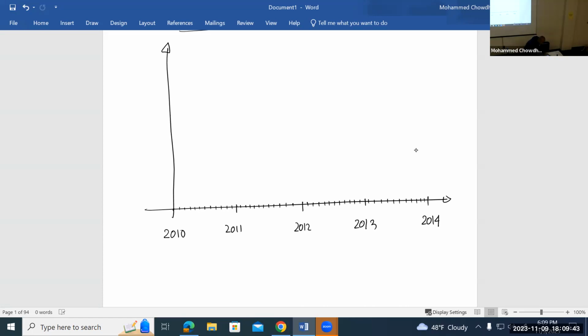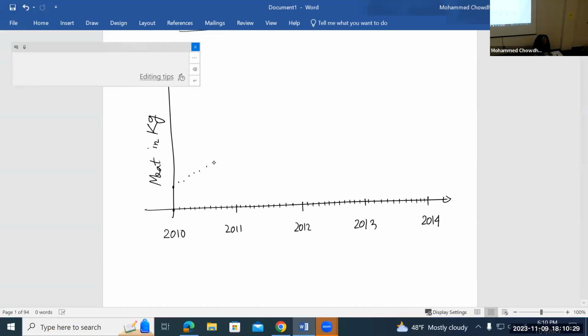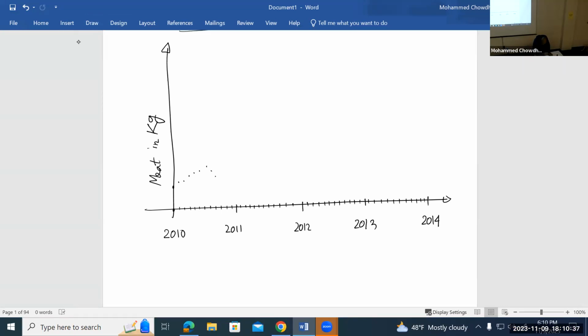So I have cattle meat here, the amount of cattle meat, maybe in kilograms. Okay, meat in kilograms. Now suppose in this year, I start from there, and then I go there, and then I come there, I go there, and then go there. After that, suppose there is a pattern like this, and then again.